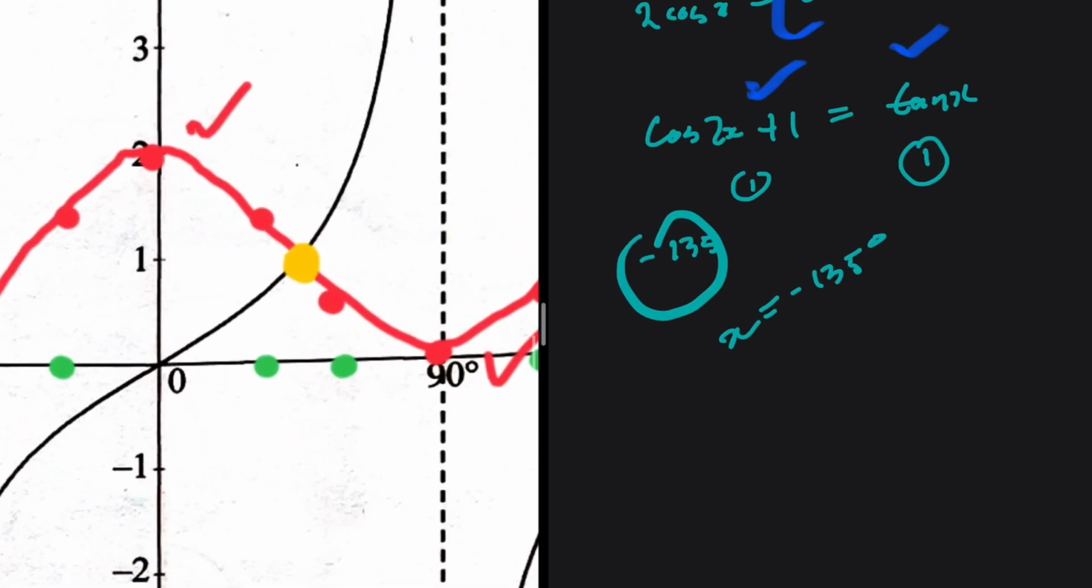And then here we have 30 and 60. So I'm thinking that the point in between is 45. So tan of 45 is 1. And then cos of 2 multiplied by 45 plus 1 is also 1. So x can also be equal to 45 degrees.